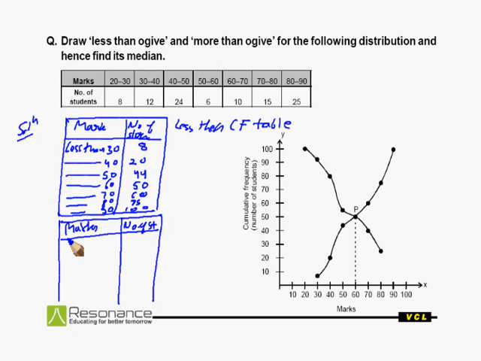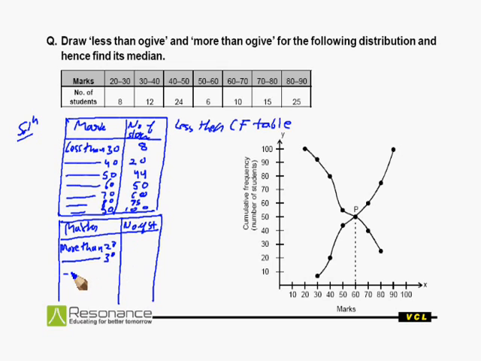While drawing the more than frequency table, in the marks column you write down more than, and here we write the lower limit of each class. For the first class the lower limit is 20, so we write the number of students whose marks are more than 20. In the same way, more than the lower limit of the next class, that is 30 to 40, the lower limit is 30, you have to write down 30.